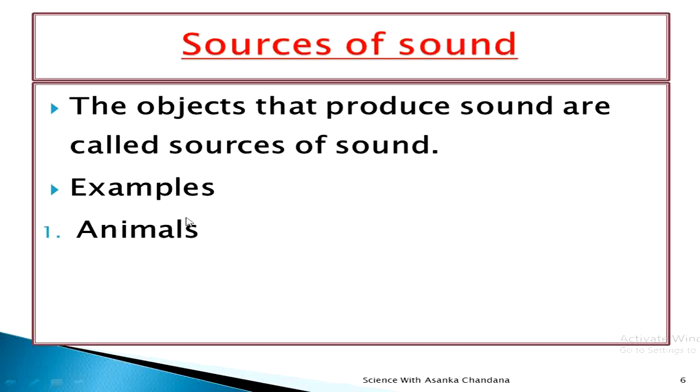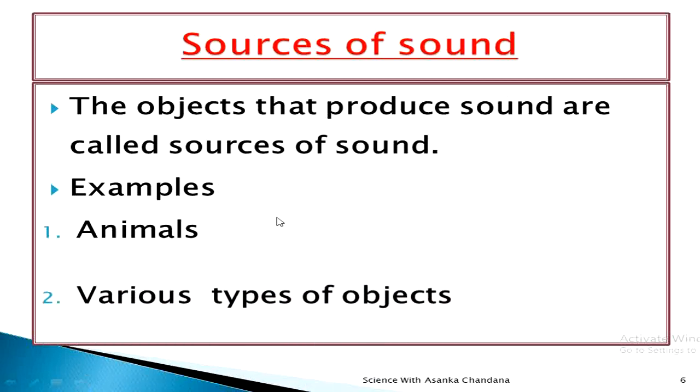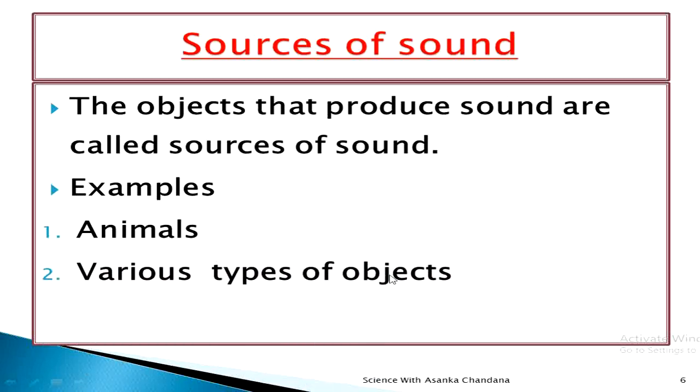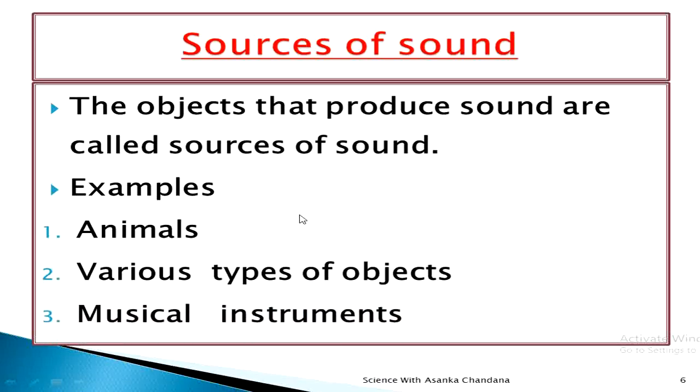Animals can produce sound. Therefore, animals belong to the sources of sound. And also, various types of objects belong to the sources of sound. Next one, musical instrument. We know musical instruments can produce sound. Therefore, musical instruments belong to the sources of sound.